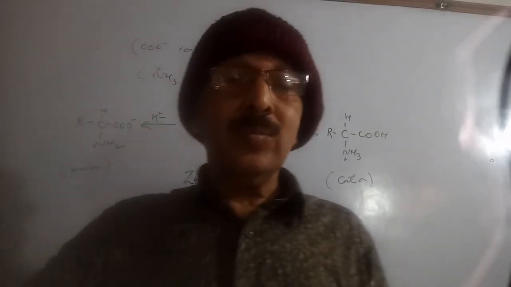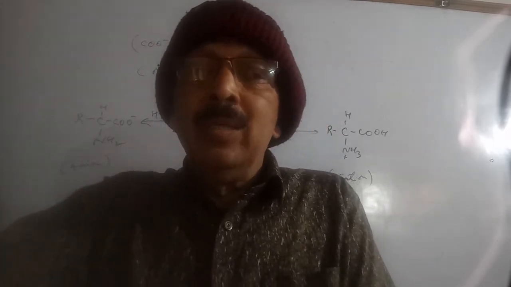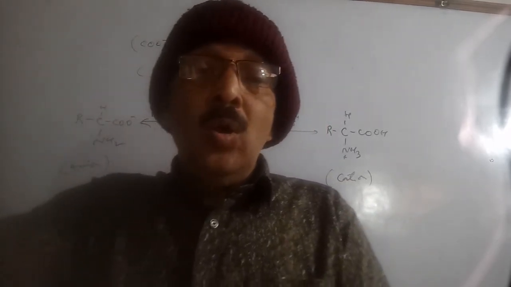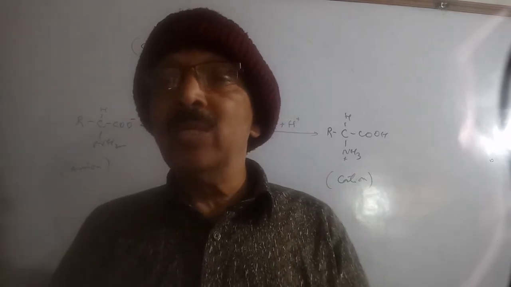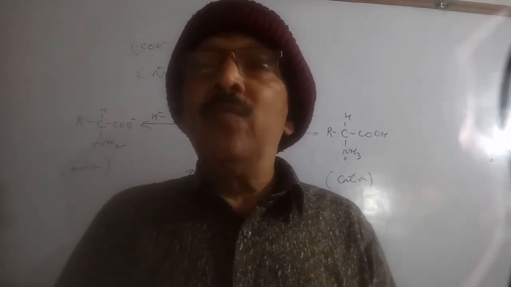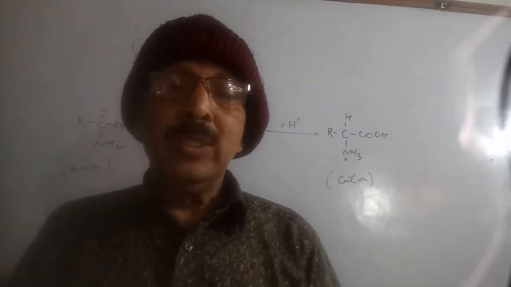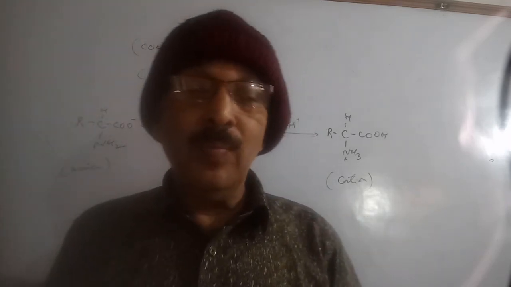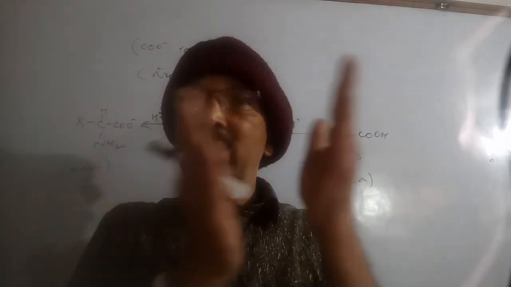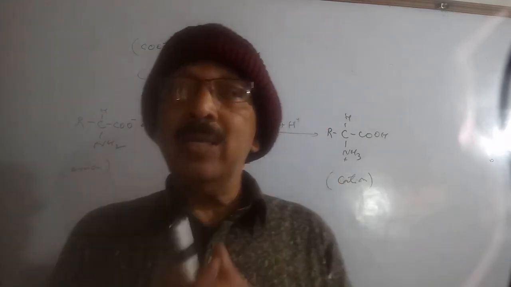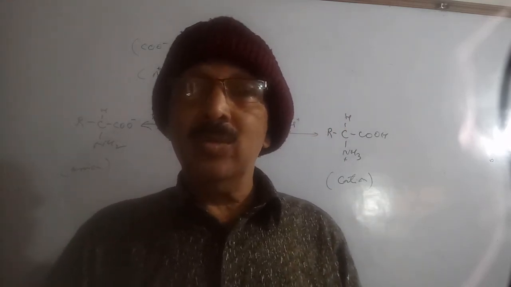Now, the last point is that except glycine, NH2, CH2, COOH, all other alpha amino acids are optically active due to the presence of a chiral carbon. In Fischer projection, the COOH group is written at the top. The amino group, if it is present on the right hand side, is called D form, and if the amino group is written on the left hand side, that is called L form.